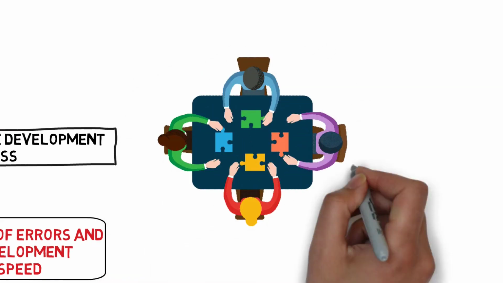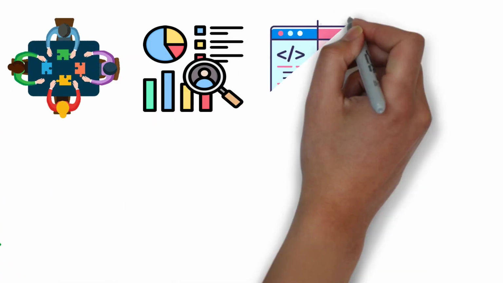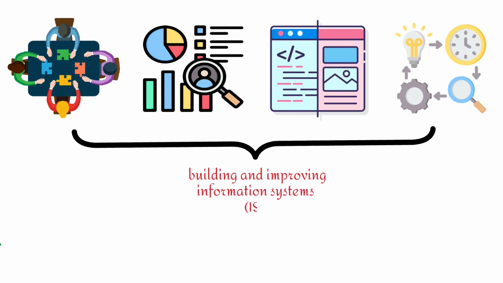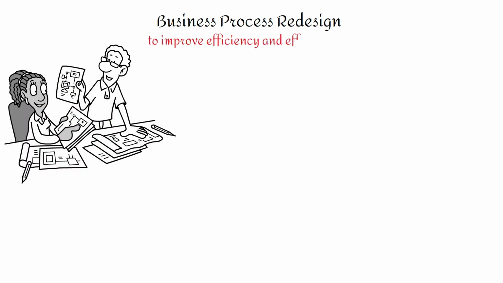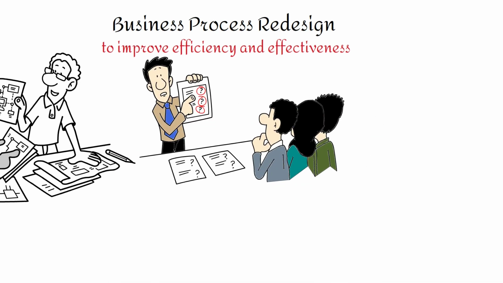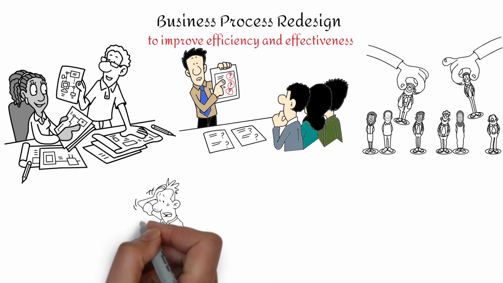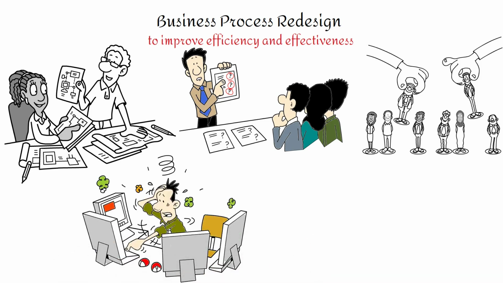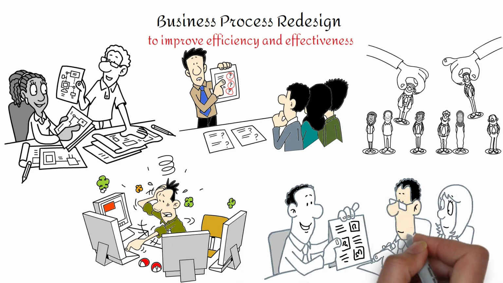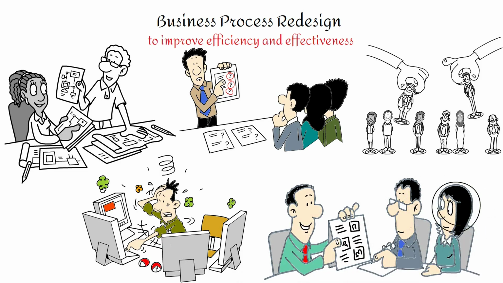Business process redesign, systems analysis, systems design, and systems development are essential activities in building and improving information systems, IS, to meet the needs of businesses. Business process redesign involves reviewing and redesigning existing business processes to improve efficiency and effectiveness. This process aims to identify and eliminate inefficiencies, redundancies, and bottlenecks that hinder the business process's performance. By redesigning the process, businesses can streamline their operations and reduce costs while improving quality and customer satisfaction.